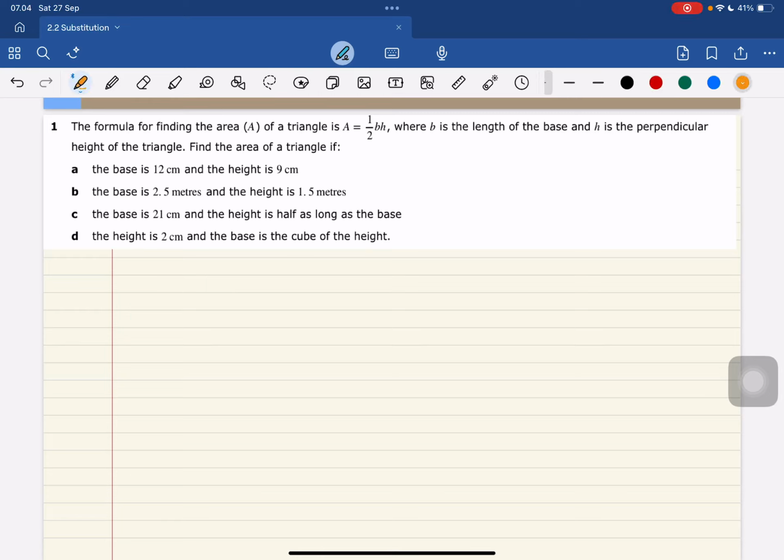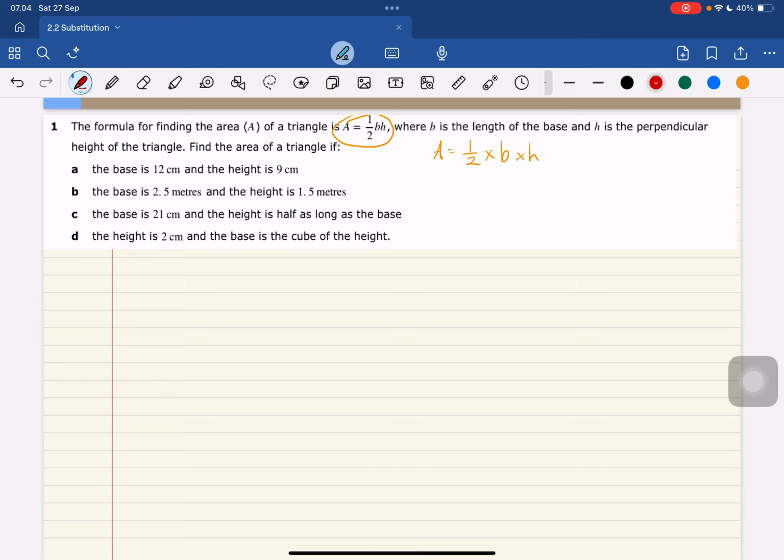In this video, we are going to learn about substitution. Substitution basically just changes the value. So we've got this formula A equal to 1 over 2 BH. That means A equals 1 over 2 times B times H.